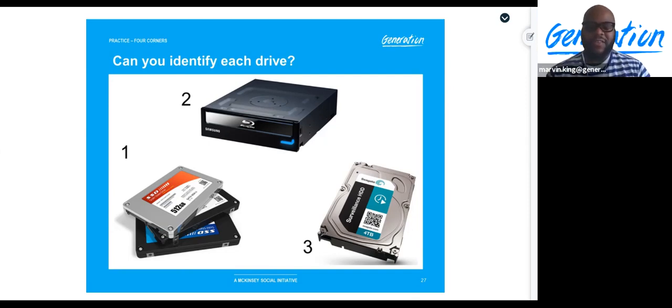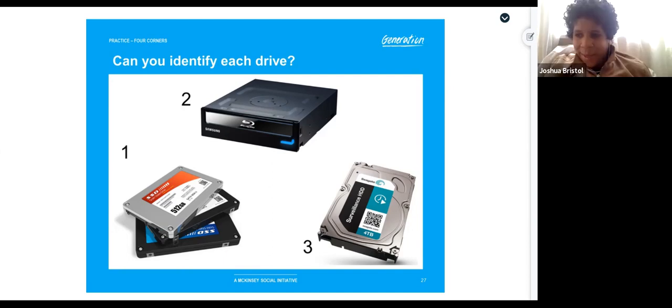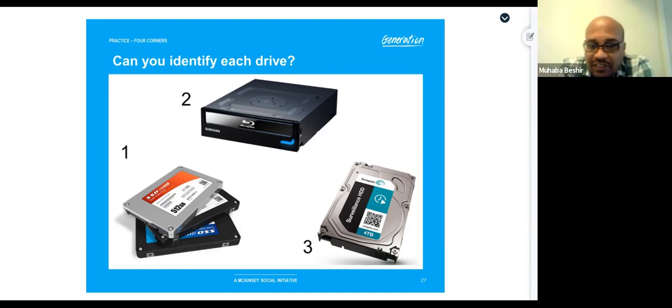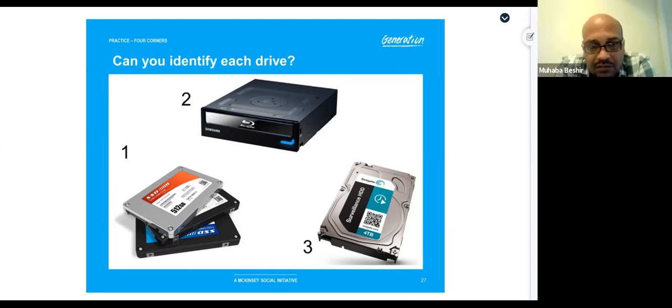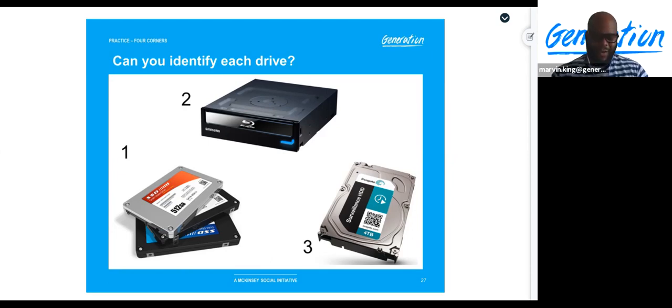Josh, pick someone else to answer number 3. Okay, I will pick. Let's see here. Muhaba. Okay. Number 3, it's a hard disk drive. And what's the difference between the hard disk drive and your SSD? The SSD doesn't have moving parts in it. Thank you, Muhaba.